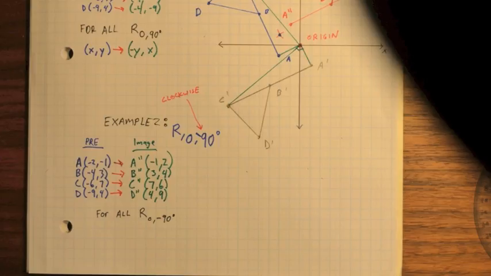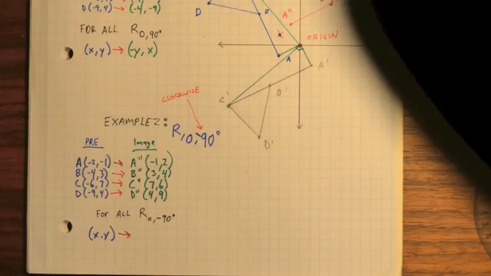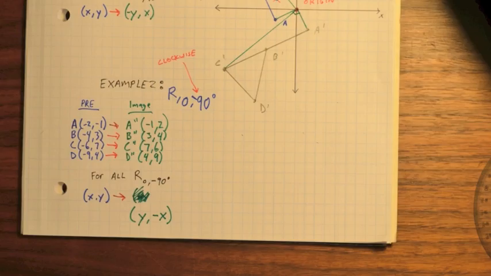And so in general, the rule for all negative 90 degree mappings rotated around the origin is x, y maps to y, negative x.